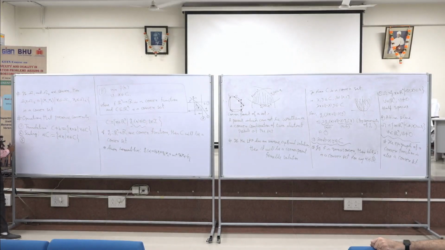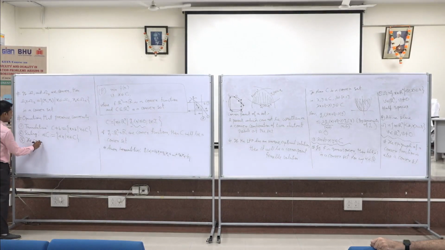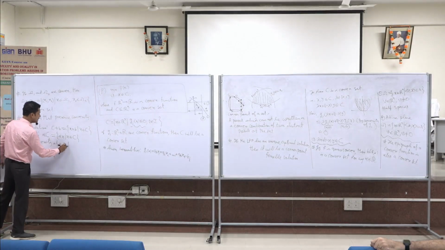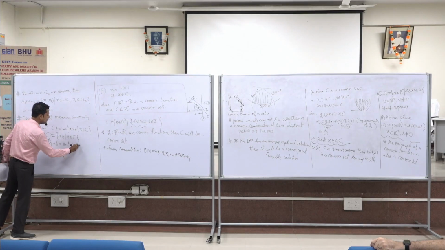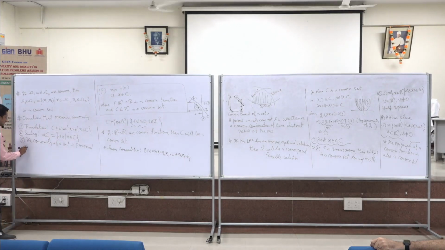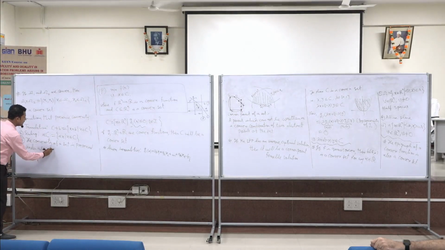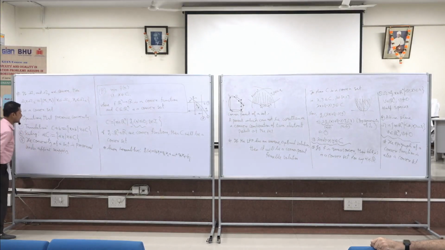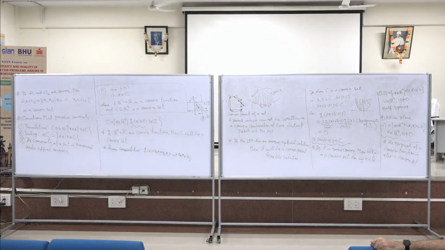Now this one, the convexity of a set is preserved under affine mapping, right? So what is affine mapping?